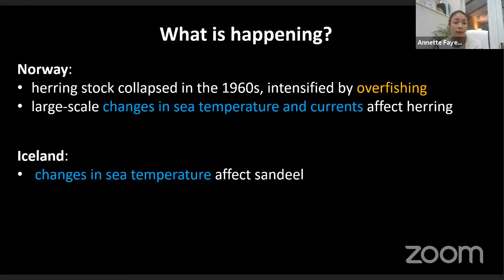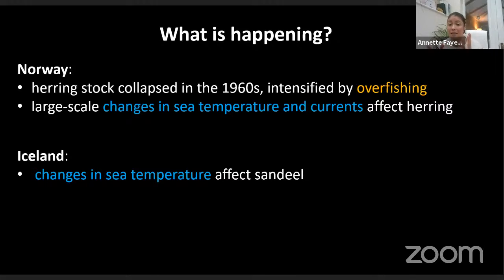So why is this happening? Well, in Norway, the herring stock collapsed in the 1960s, and that was caused partly by overfishing, but it recovered in the 80s. But there's not been a strong herring year since 2004. And what's happening is that there's now large-scale changes in sea temperatures and currents, which are affecting the growth, the survival, and the drift patterns from the spawning grounds to the puffin colonies. And so there's just not enough fish around for the puffins to eat.